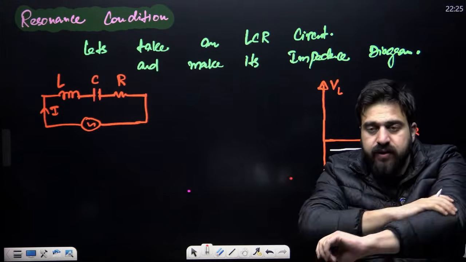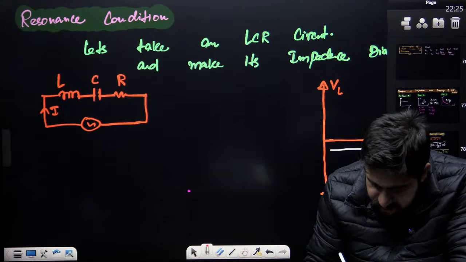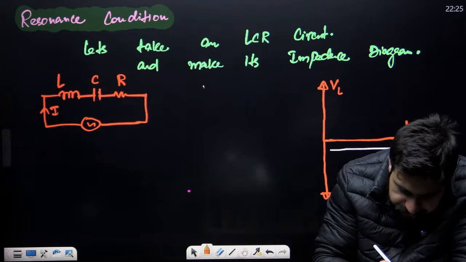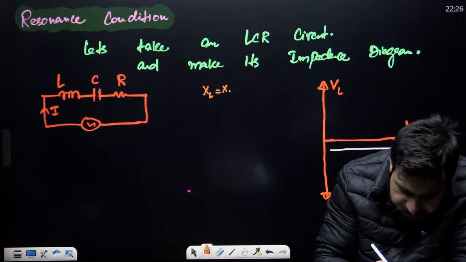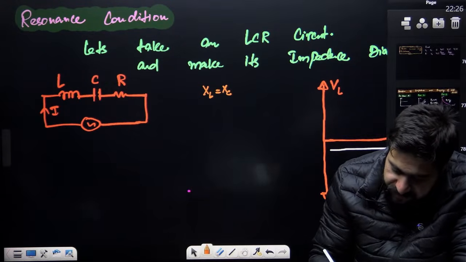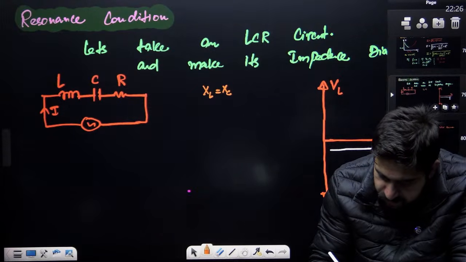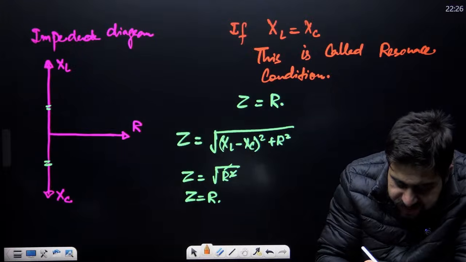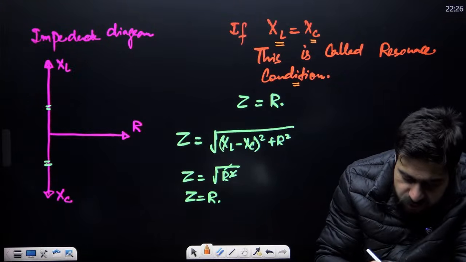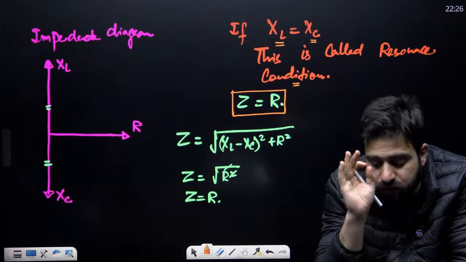Resonance condition. A resonance condition of an LCR circuit simply means when XL becomes equal to XC. If in an LCR circuit XL and XC are equal, then it is called a resonance condition. And in case of resonance, we say the net impedance Z is equal to R.